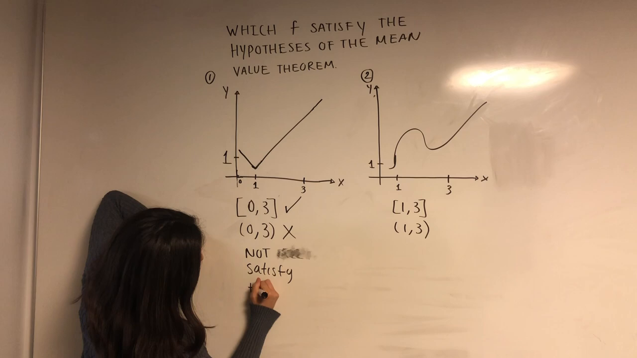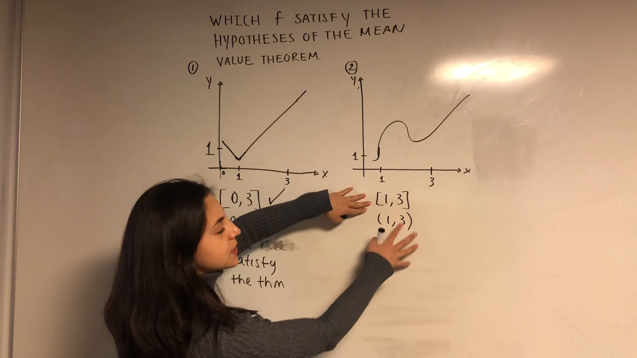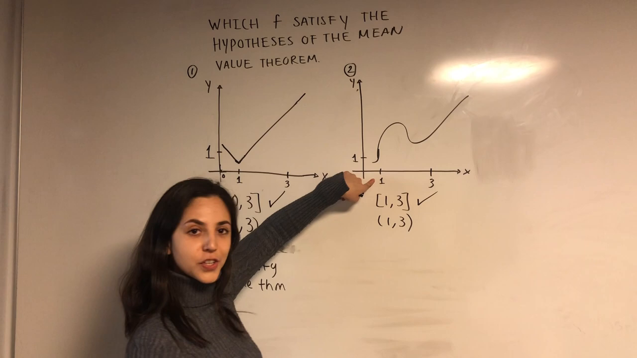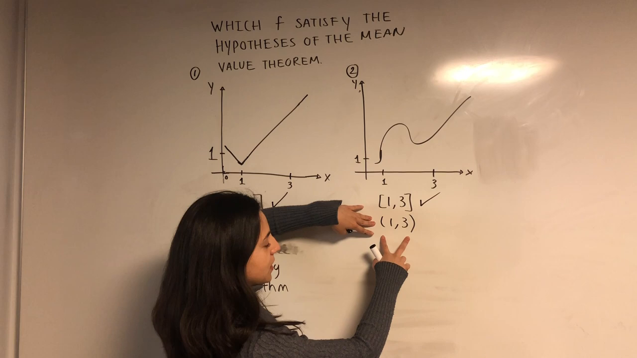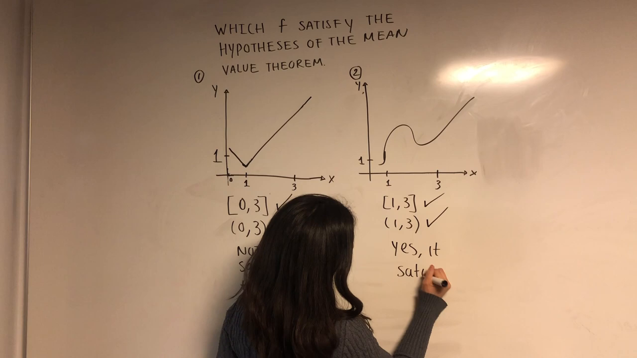Now, number two, we have this function and we're going to look at it on this given interval. First of all, we're going to see if it's continuous on the closed interval 1, 3. And we know it is continuous, so it satisfies the first requirement. And now, is it differentiable on the open interval 1, 3? Yes, it is differentiable. Therefore, yes, it satisfies the theorem.